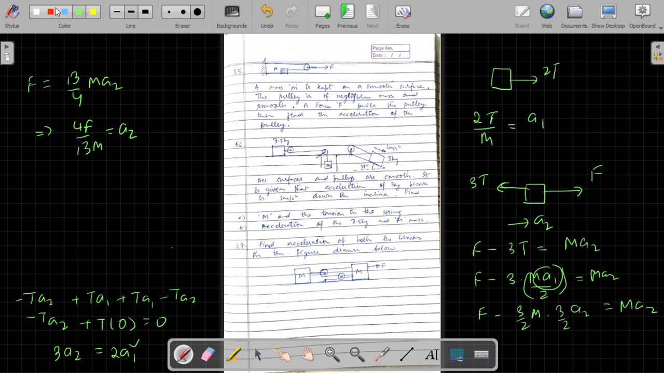That is this block. This is the block which we are considering, that is the block 2. This is the block which we are considering, it is block number 1. Acceleration of block number 1 is simply 3 by 2 times the acceleration of second block, which is 4 by 13 into F by M. So this would come out to be some 6 by 13 F by M.